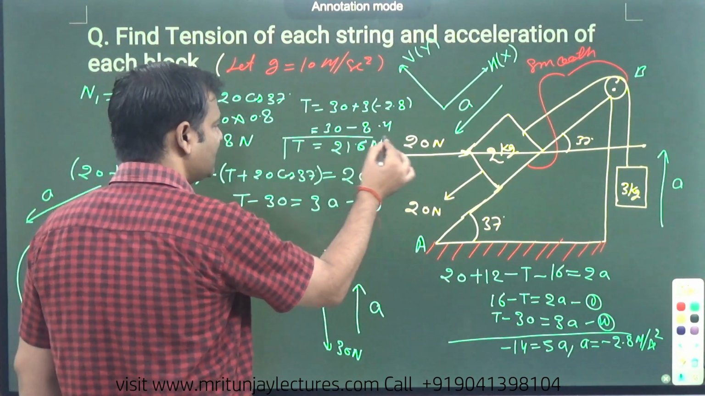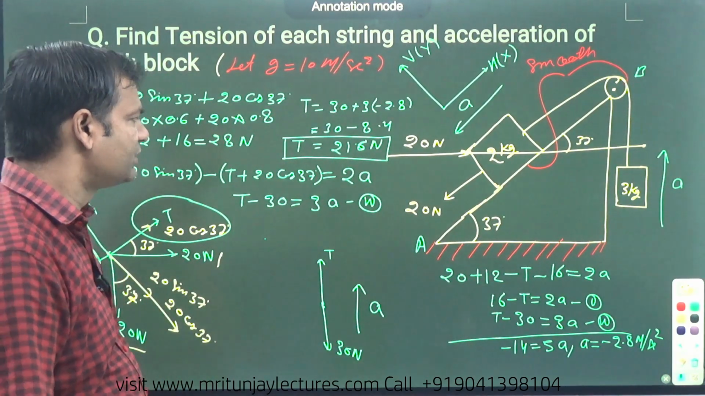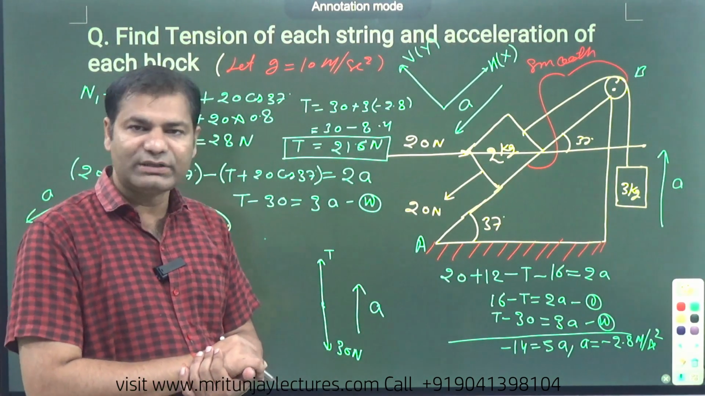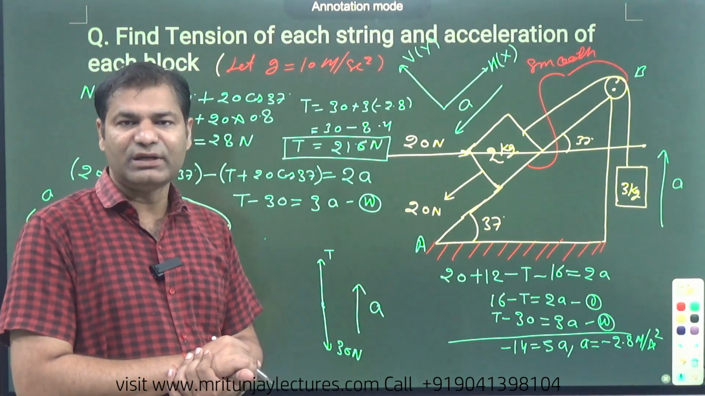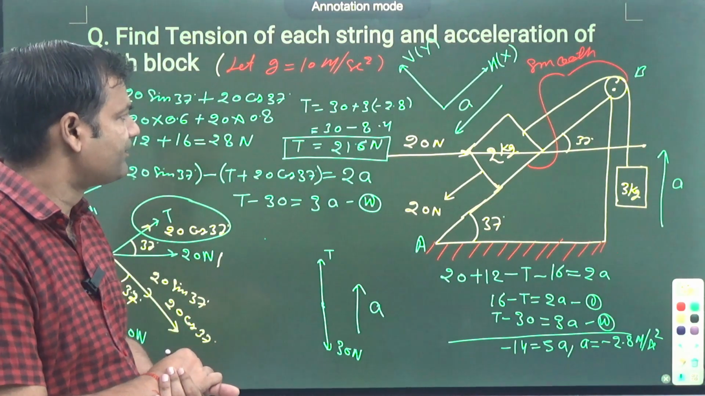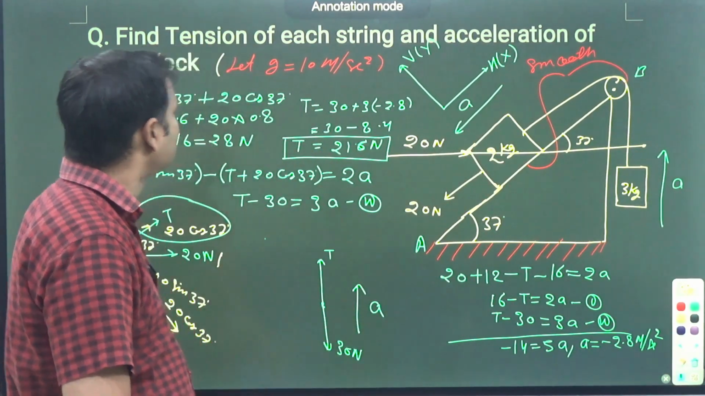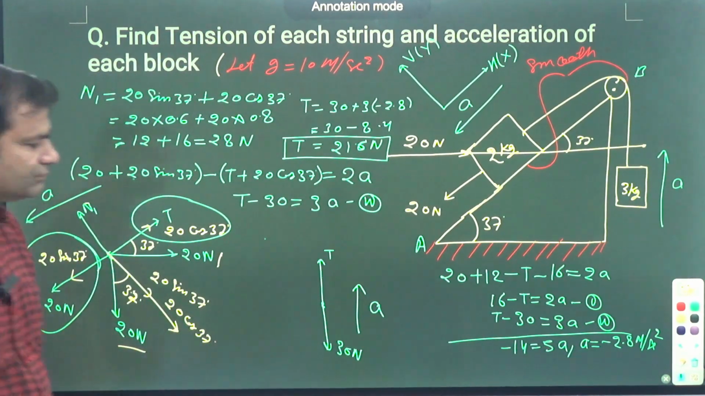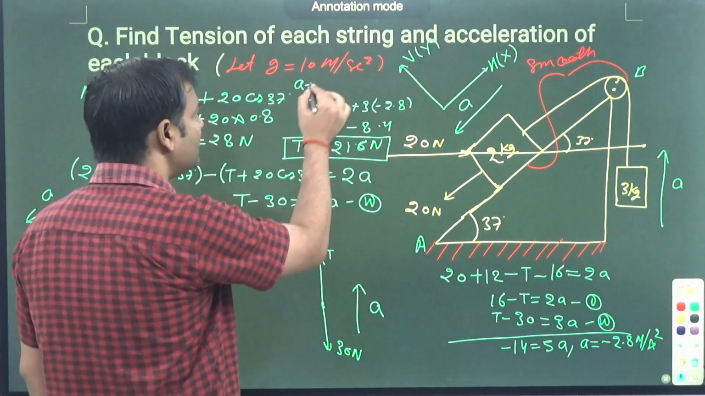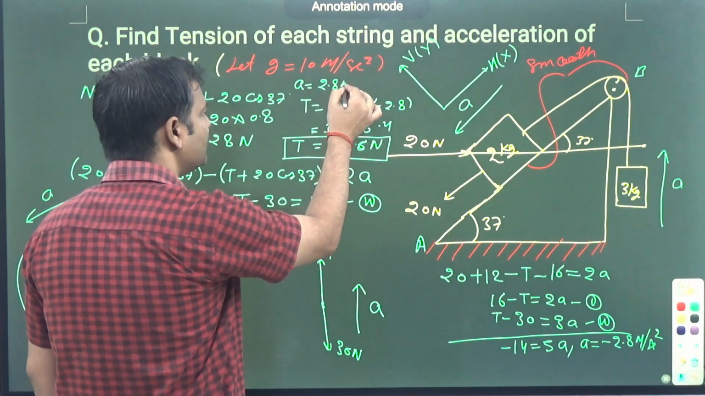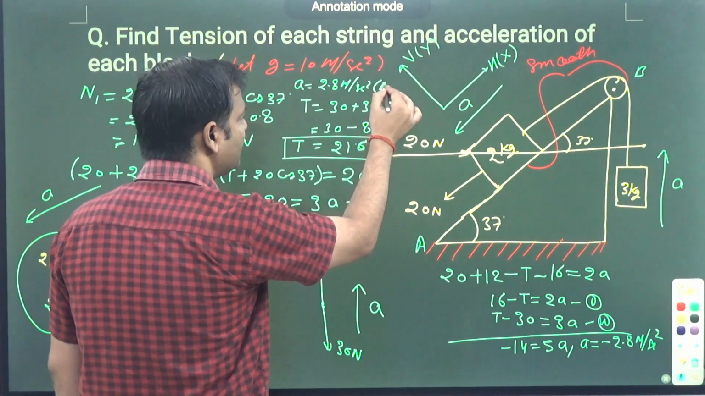Okay, so the final answer: what about tension in each string? 21.6 Newton. And what about acceleration of each block? A is equal to 2.8 meter per second square. In which direction? Upward, or A to B. Okay. If you retain A as positive, meter per second square, it means the direction is going from A to B.